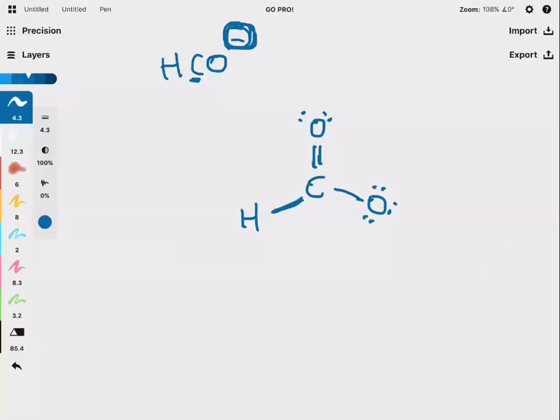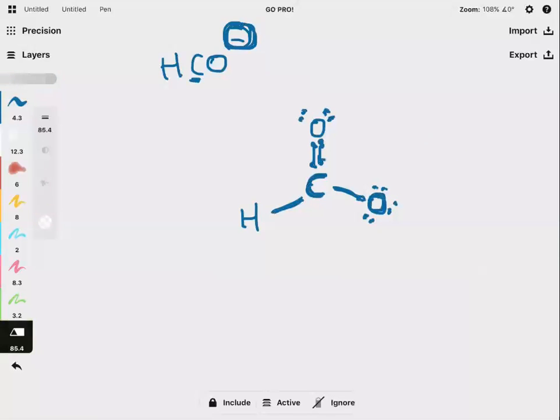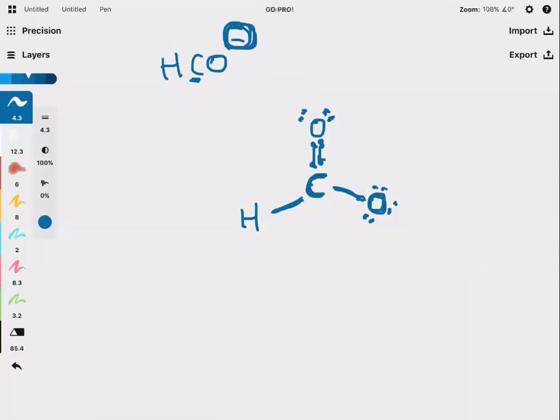We fulfilled the octet rule for the carbon. We have fulfilled the octet rule for both oxygens, right? 2, 4, 6, and 8. And the oxygen on the top has 2, 4, 5, 6, 7, 8 total electrons that it's sharing. So yes, octet rule satisfied for both oxygens and the carbon.